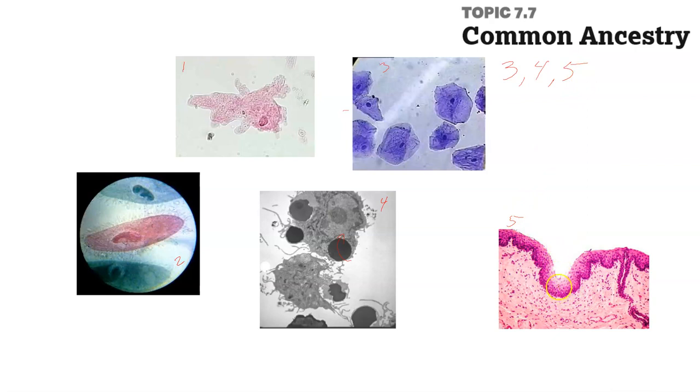Okay, number 5. This is also human tissue over here. This is actually skin tissue. All of these dark little circles are nuclei. All of these circles in here. It's actually esophageal or skin tissue. Looks like this is stratified squamous tissue. But all 3, 4, and 5, these are human cells.